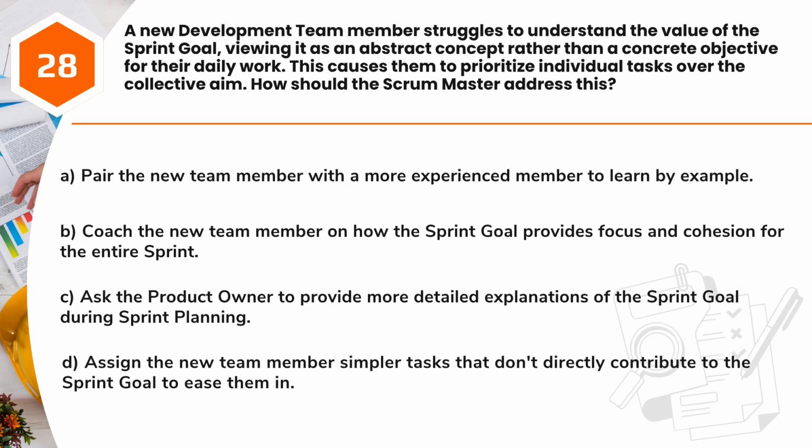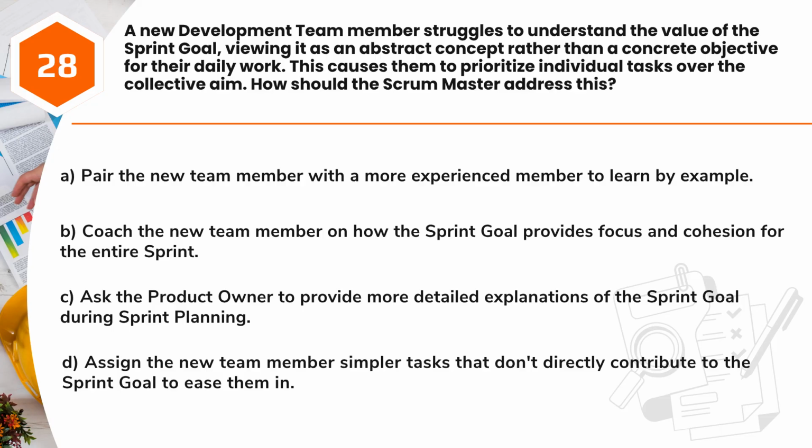Question 28. A new development team member struggles to understand the value of the sprint goal, viewing it as an abstract concept rather than a concrete objective for their daily work. This causes them to prioritize individual tasks over the collective aim. How should the Scrum Master address this?